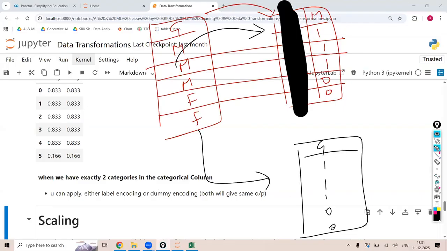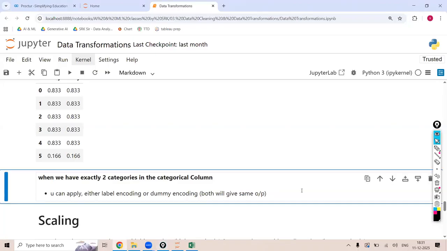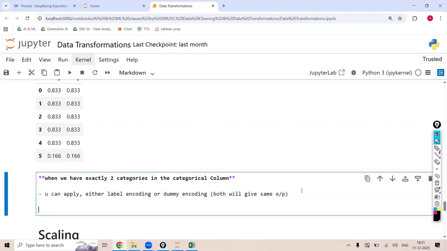Second most important point within the encoding. One more point, make a note clearly, this one is also important. Whenever you receive any raw data with encoding, sometimes you'll receive the raw data itself encoded. They will only do the encoding and share it with us.